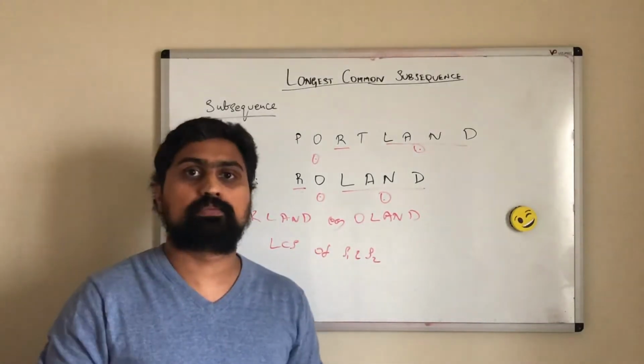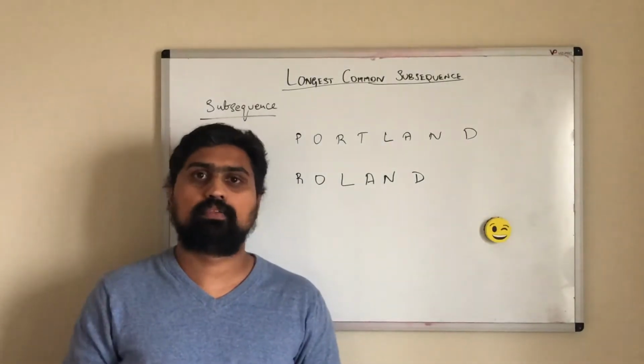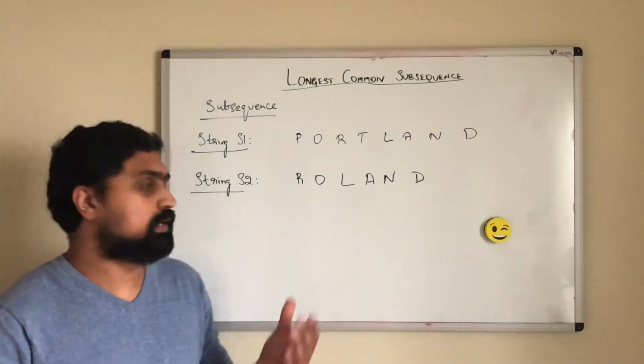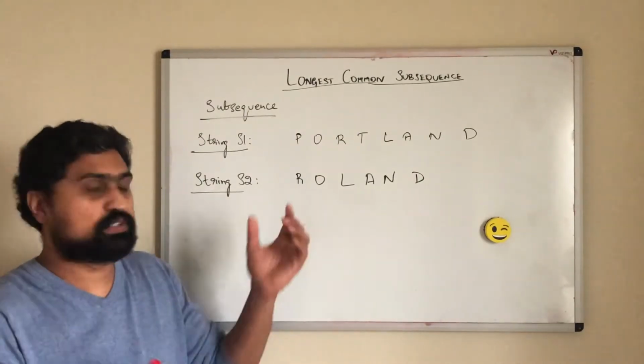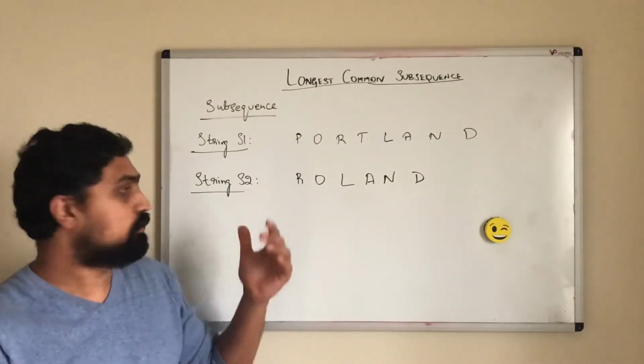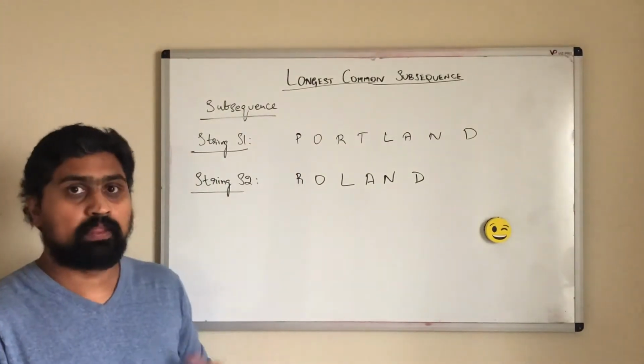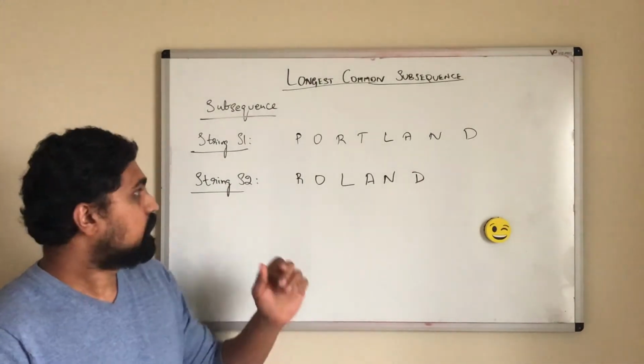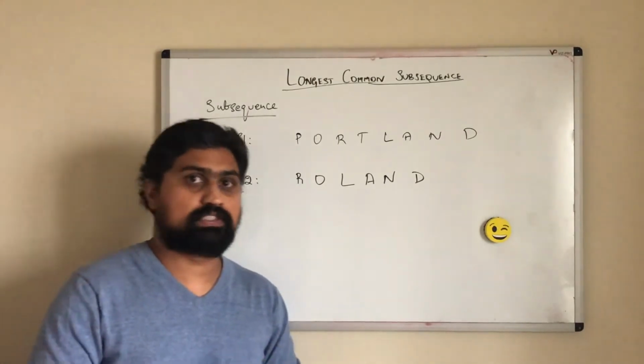So how do we solve this problem? The brute force solution that we can think of to solve this problem is basically to calculate all of the subsequences for string S1 and all of the subsequences for string S2, and then find the common match with the maximum length. Now what is the time complexity of such a solution?